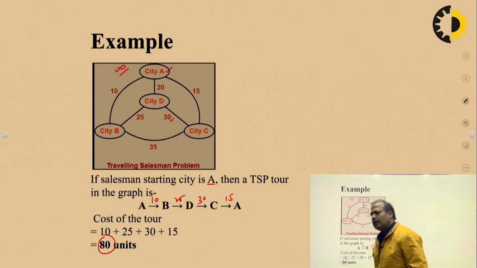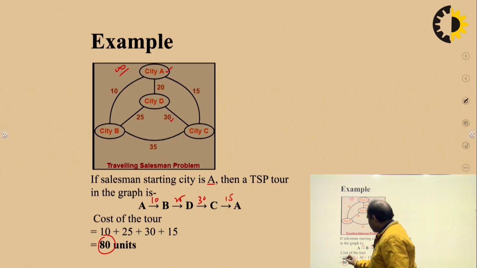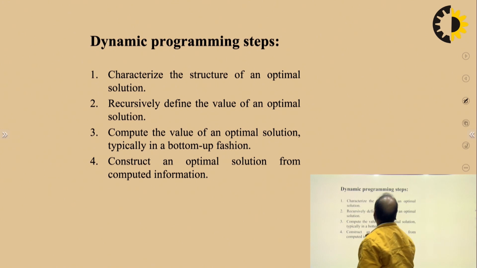Remember, it is not necessary that this cost is the optimum cost. There may be another exploration which can give a lower cost than 80. So the objective is to minimize this cost. There are many solutions, and one of the solutions is dynamic programming. You remember the dynamic programming approach to solve the TSP problem.